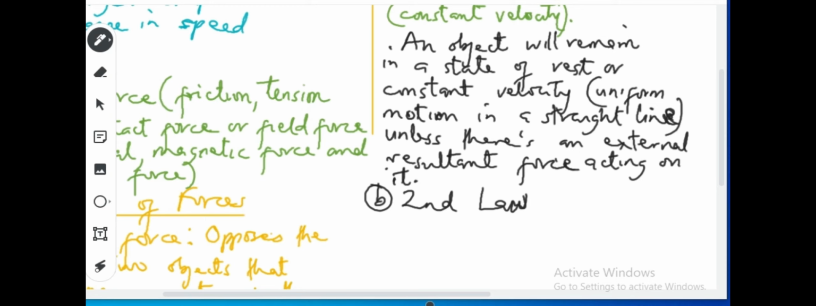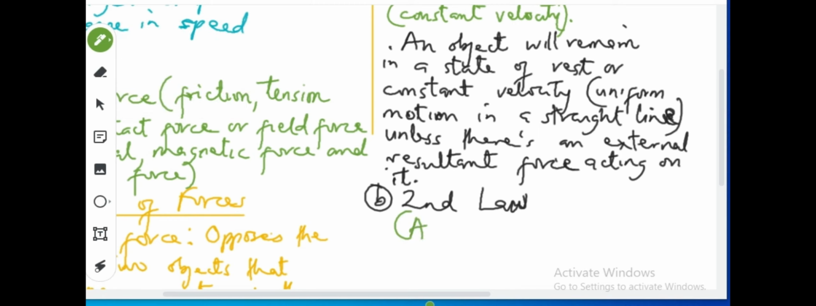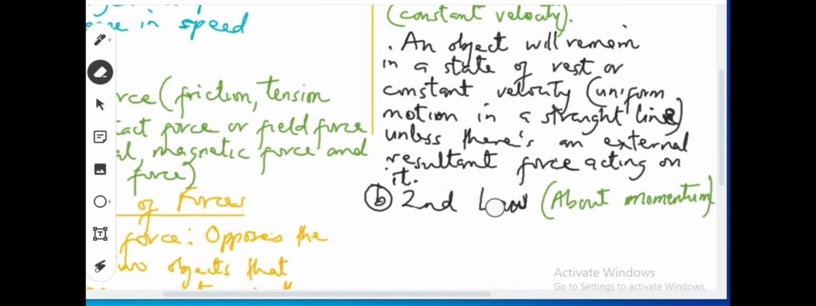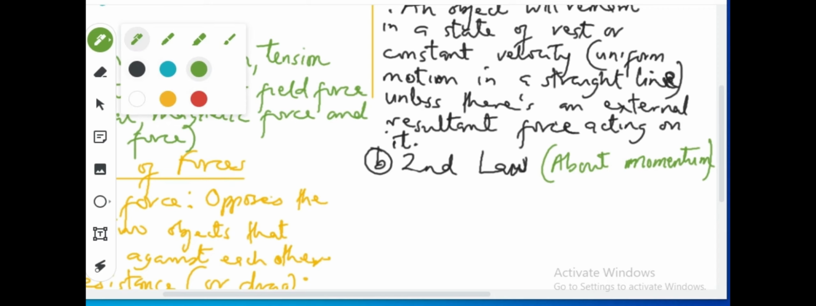Second law, are you ready for that? I said the second law is about what? Momentum. Okay, you do not know what momentum is yet, so we'll leave it at that. Momentum is mass and velocity, but don't bother about it. You will see it in another lesson. The second law is widely applied in physics at this level. Second law is: acceleration is directly proportional to the resultant force. Do you know? Yes, sir.